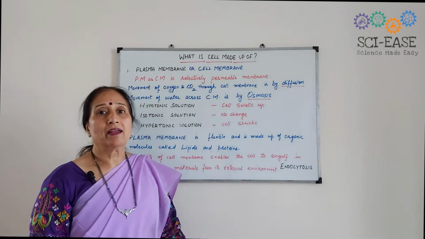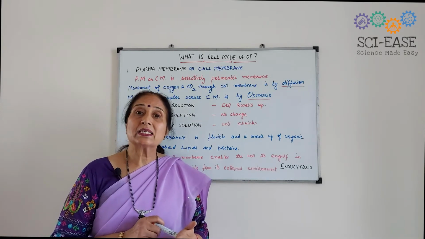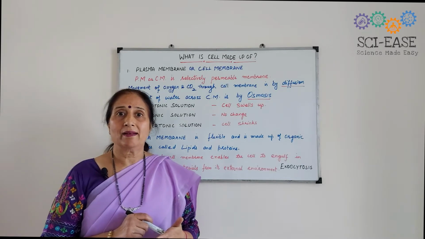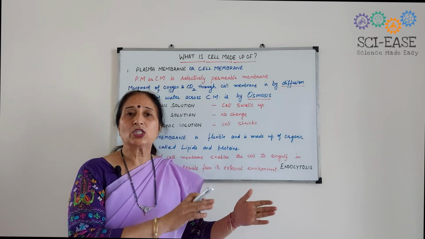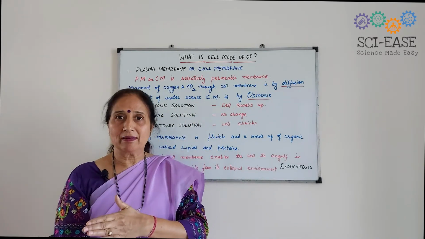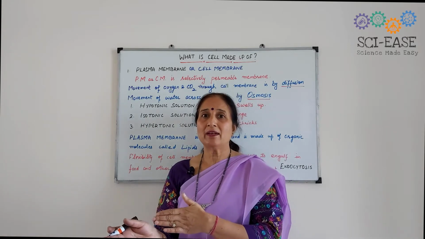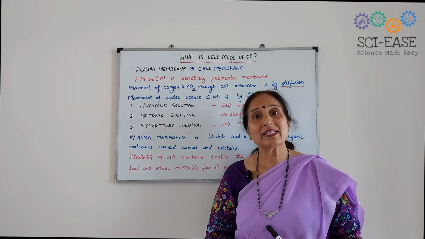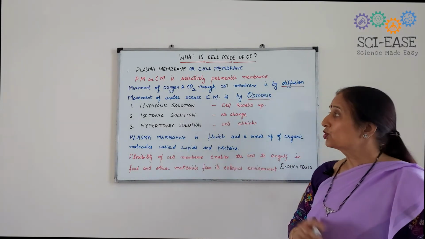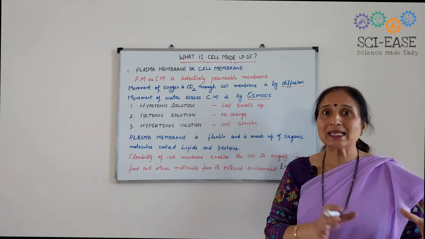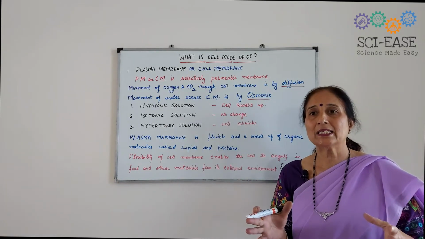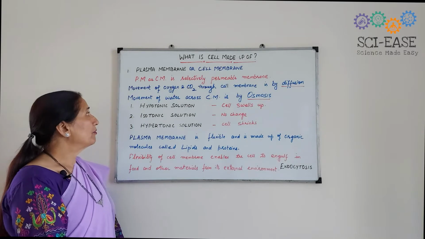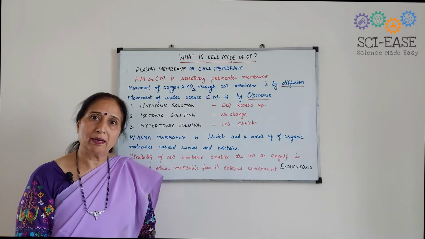In the same way, when there is a low concentration of oxygen inside the cell, the oxygen will come in through this cell membrane, which we know is the selectively permeable membrane or semi-permeable membrane. So the movement of the gases, or you can say the gaseous exchange, takes place by the process of diffusion. Now come to the case of movement of water across the cell membrane.